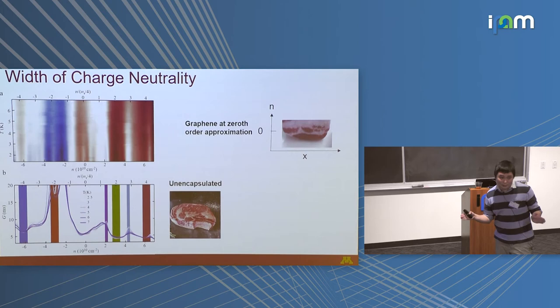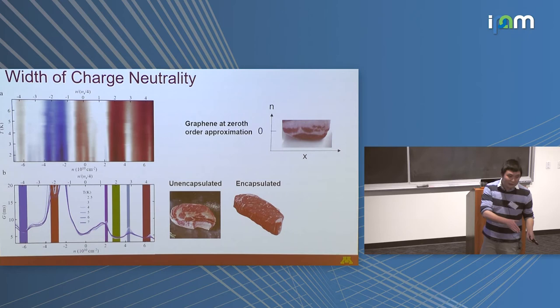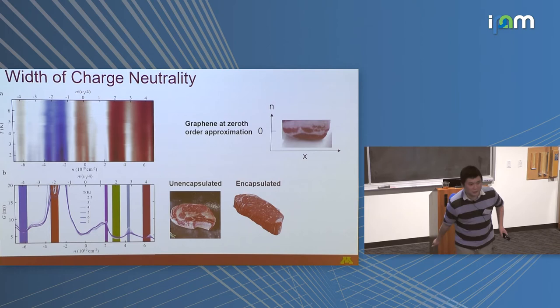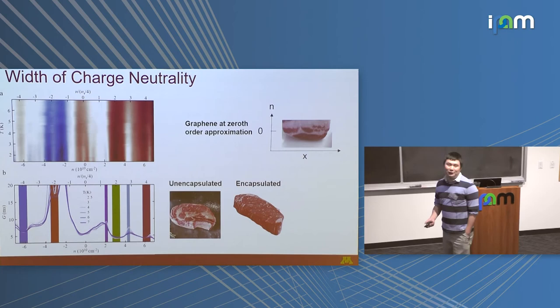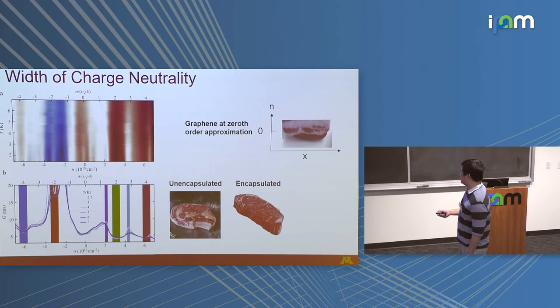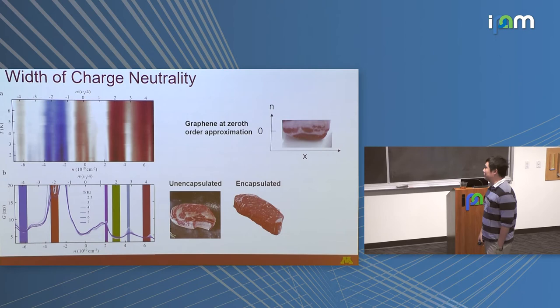Now if you encapsulate it, however, say you did not learn the encapsulation technique from, let's say, Philip or Andre or Cory, all of those guys who know what they're doing. You learned all of this encapsulation, let's say, from a YouTube video. So your sample will still be of reasonable quality, but there's still room for improvement. It will look like something called wagyu beef. Wagyu is a Japanese word for, like, a slow flake. So you will have occasional electron-hole puddles, and the size of them is much smaller. As a result, your Dirac peak is much narrower. So what is the state of the art?